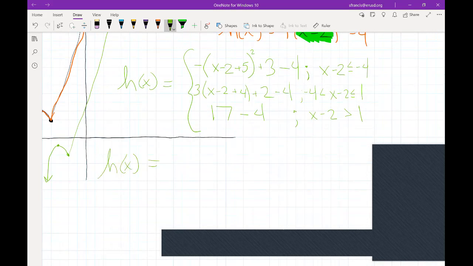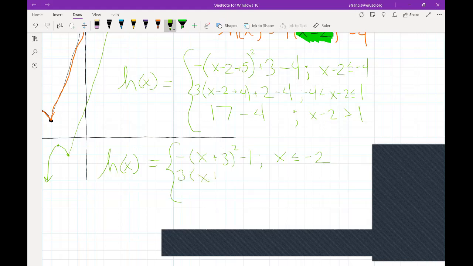Now you can simplify it or not, but I am going to suggest that we simplify at least the domain part of it. I'll do a little simplifying over here, because x minus 2 plus 5 is x plus 3 squared minus 1, 3 minus 4. Now over here, I'm going to isolate the x by adding the 2, and so I'm going to get x is less than or equal to negative 2.